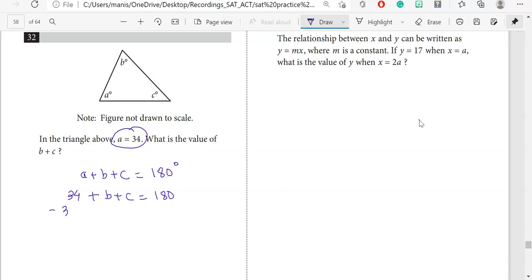So I have to subtract 34 from both sides. I will cancel this and I will be left with the value of B plus C. The value of B plus C will be 146 degrees. That will be my answer for this question.